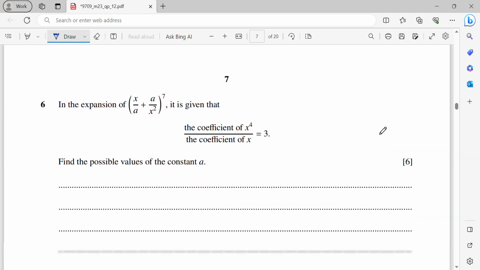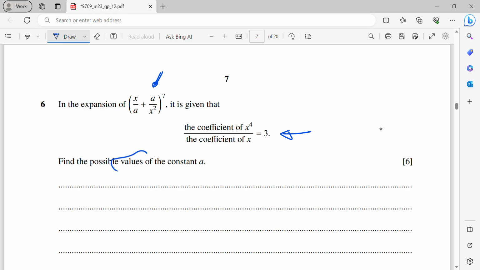Now for question 6, in the expansion of (x/a + a/x^2)^7, it is given that the coefficient of x^4 over the coefficient of x is 3. Now find the possible values of the constant a, which means you are expected to give more than one a. First of all, I will do the expansion, but I won't get the full expansion because our concern is the coefficient of x^4 and also the coefficient of x.